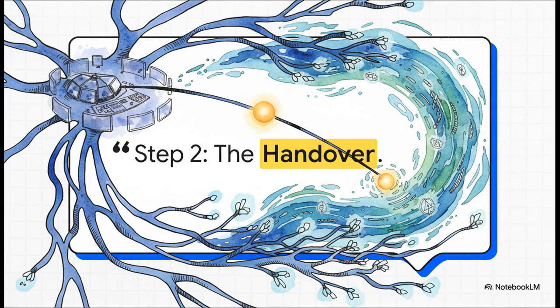Then comes step 2, the handover. Once the boardroom decides to delegate, this function kicks in. It takes the task and injects it straight into what the code calls Aura's stream of consciousness. This single action is what starts the background process, waking up the autonomic system to get to work.